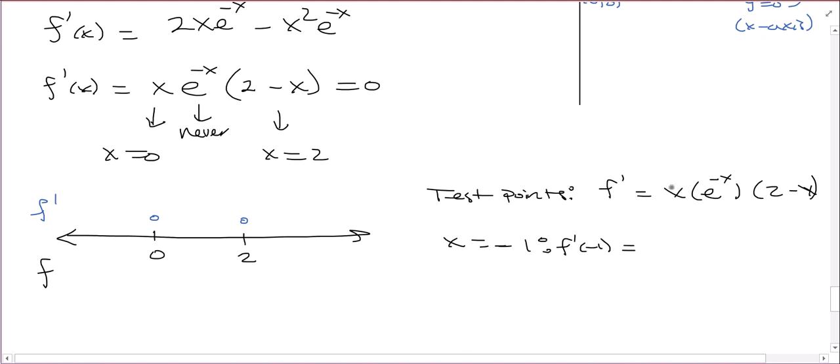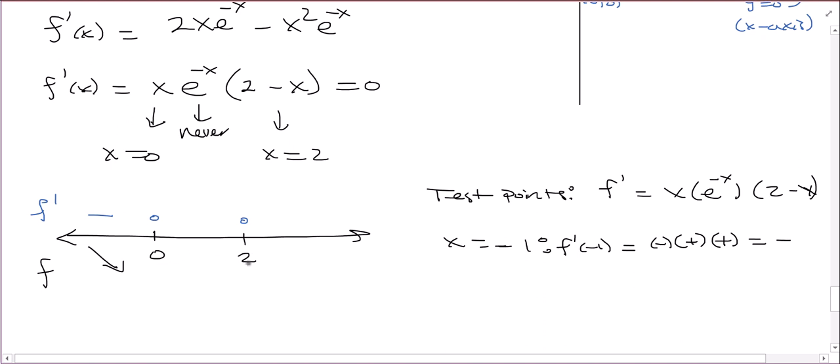So when you plug it in, we're going to have a negative. E to the minus x is always positive, so that's positive. And then 2 minus a minus 1, so that becomes 2 plus 1, which is positive. And so I have a negative times a positive is negative, which is what I expected based on the limit. So the derivative is negative, so that means the function is decreasing.